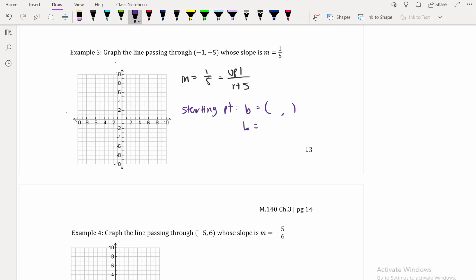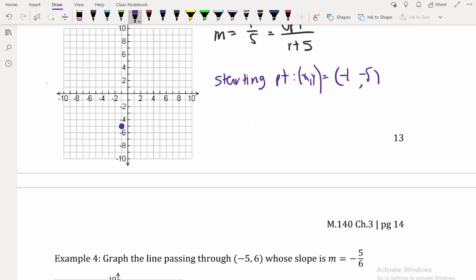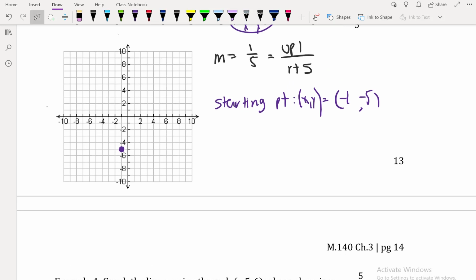So my starting point is B, but the point that they gave me was x and y. That would be a -1 and a -5. So that is going to be my starting point. Notice how the point that I have, it's -1 and -5. Perfect. So now that I know that, then I can apply the slope here.